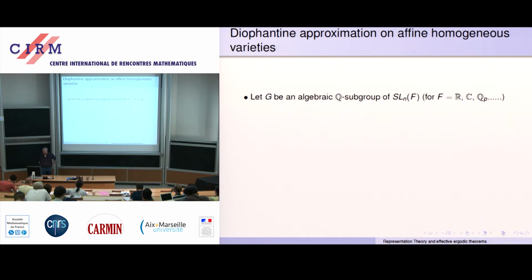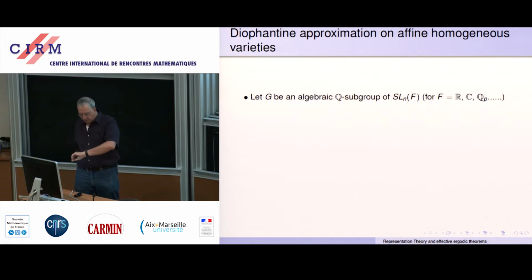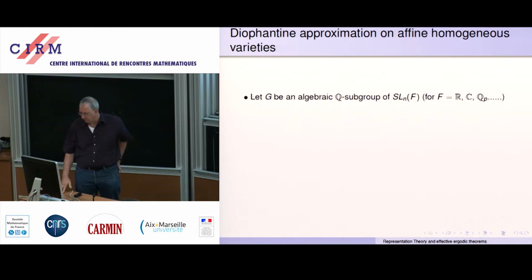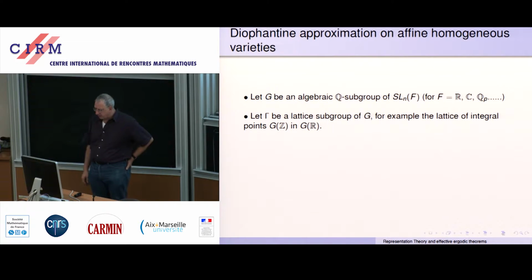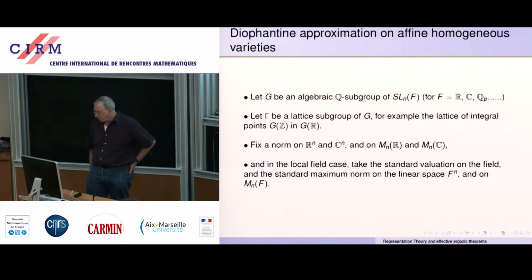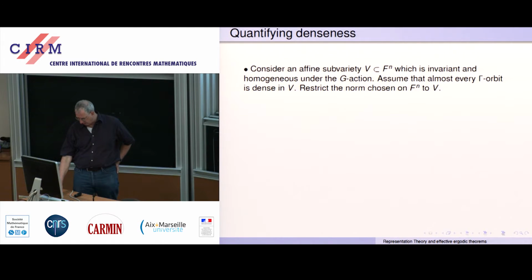Okay, so I want to be very concrete about the Diophantine approximation problems that we're going to consider, partly because we had so few examples before. So let G be an algebraic Q subgroup of SLN F. F here is the reals or the complex or the p-adic fields. And gamma a lattice subgroup, for example, the lattice of integral points, GZ inside GR. We fix a norm on Rn and Cn and on matrix space. And in the local field case, we take the standard valuation on the field and the standard maximum norm on the linear space and on the space of matrices. This is all very standard.